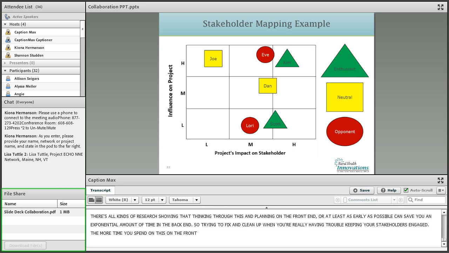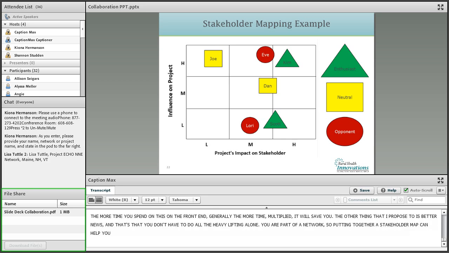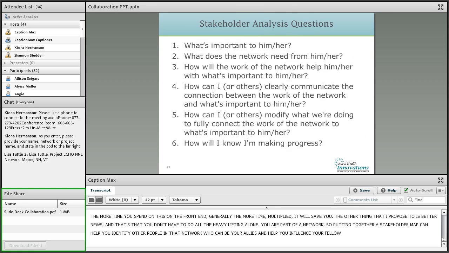So you might have guessed that the top right corner shakes out to be your highest priority. The people who have a lot of influence and will be greatly impacted by the network are the ones you want to devote the most energy to. So in this example, if I were the leader of this network and I wanted to put some effort into increasing the engagement of my stakeholders, I would probably zero in on Eve as someone that I wanted to devote some time or energy on in the near future.